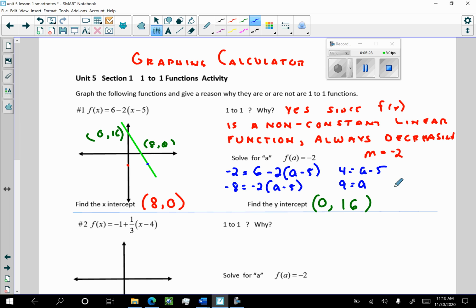So what does that tell me? That tells me that f of 9 is equal to negative 2. I would challenge you to put 9 in there. 9 minus 5 is 4. Negative 2 times 4 is negative 8. 6 minus 8 is indeed negative 2. This point right here is (9, -2). So I found that A that mapped to negative 2, and that A was 9. These linear problems are not too difficult. So let's go down here.